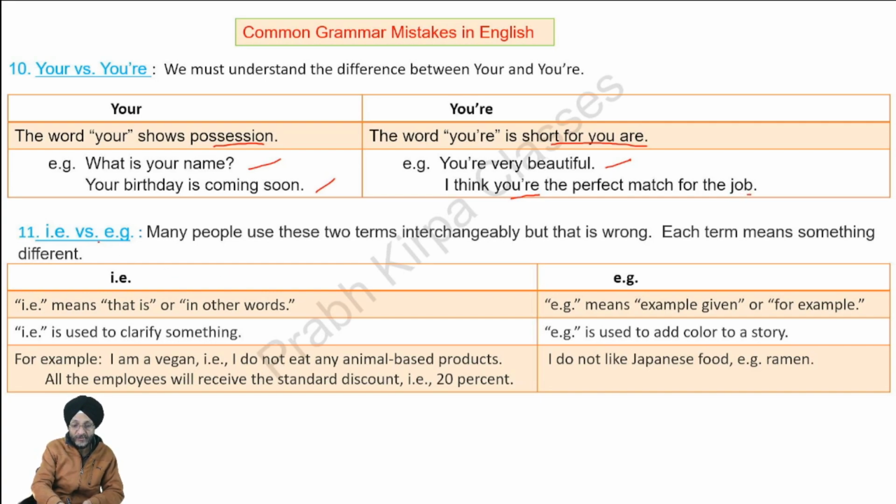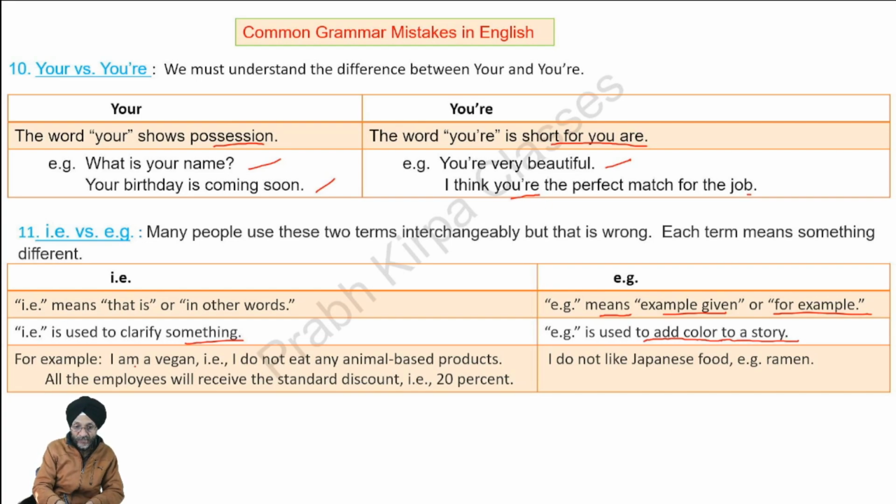Sometimes some people use "that is" and "for example" interchangeably. Both these terms are different. We should not mix the same. Each term means something different. I.e. means "in other words." That is used to clarify something. E.g. means "example given" or "for example." E.g. is used to add color to a story.